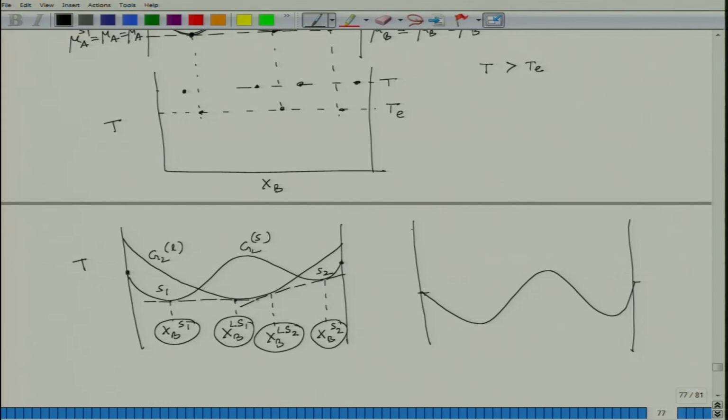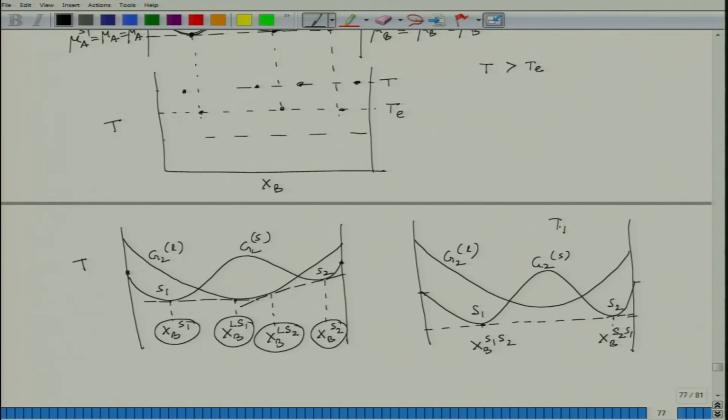And if we have a situation like this at T, where this is G2 liquid and this is G2 solid, I could only get a common tangent like this, which is solid 1 and this one would be solid 2, with a composition X B solid 1 in equilibrium with solid 2, and here it is X B solid 2 in equilibrium with solid 1.